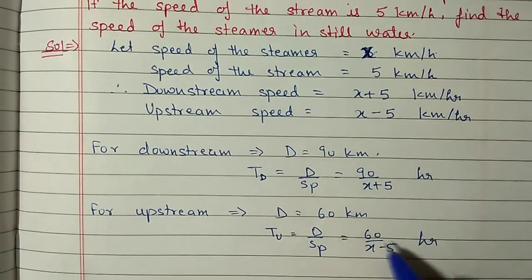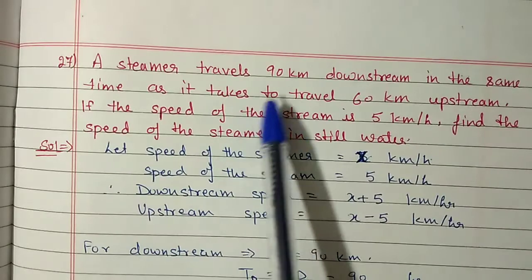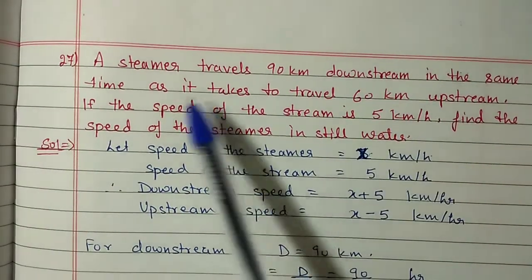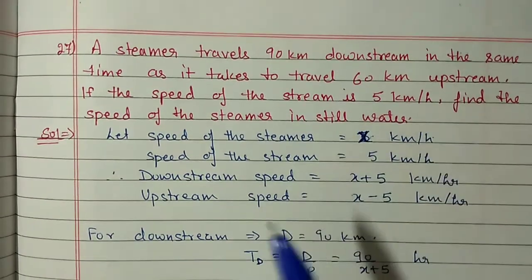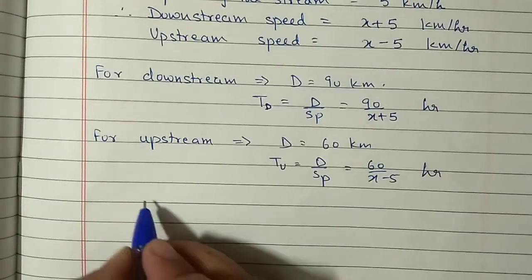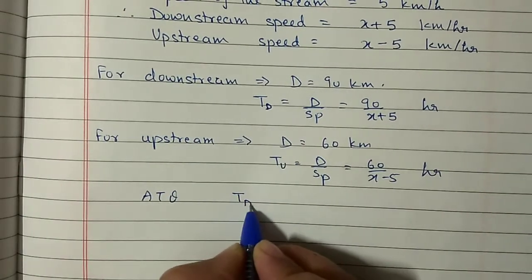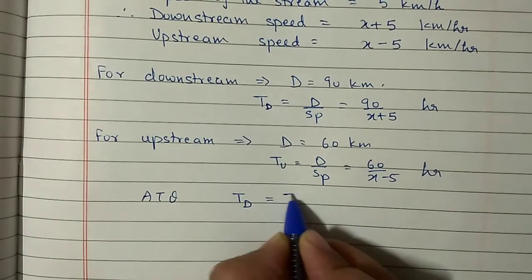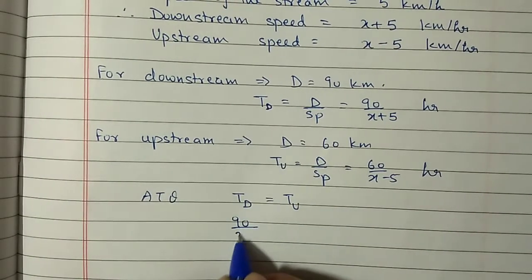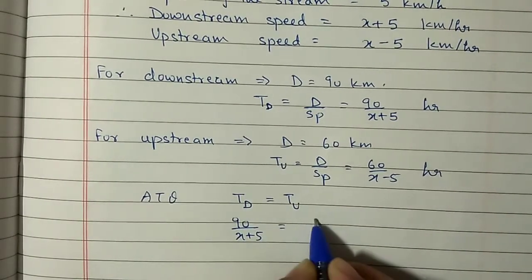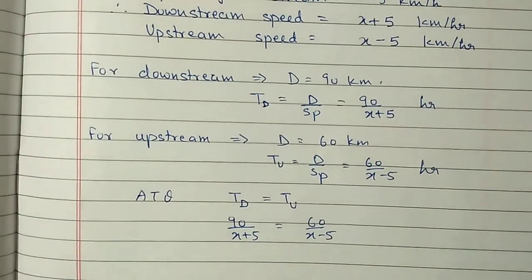So this is 60 by x minus 5, and according to the question it is taking the same time for 90 km in downstream and 60 km in upstream. So it means according to the question both the times are same. Downstream time is equal to the upstream time, and this is 90 by x plus 5 equal to 60 by x minus 5. We can cross multiply it.